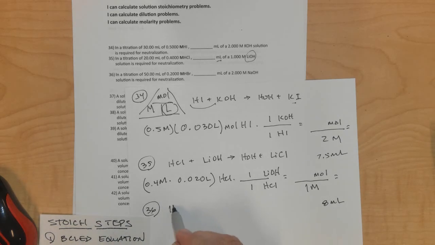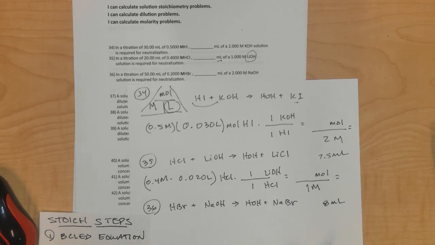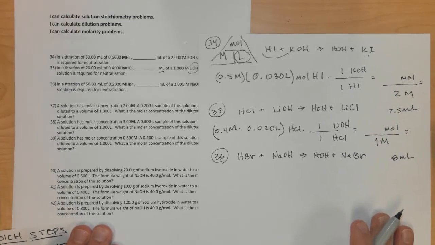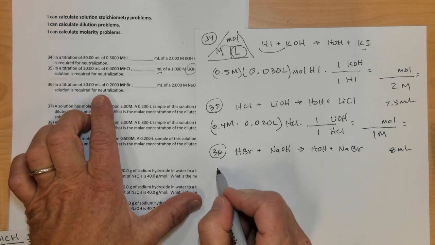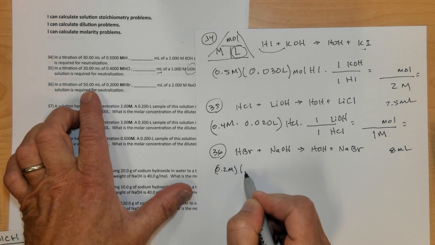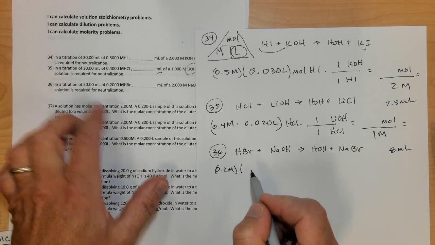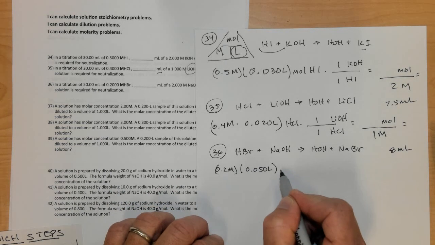36. This titration has HBr with NaOH. Swap the cations, you end up with HOH, and then with NaBr. Then we'll take our molarity triangle and we'll multiply the 0.2 molar times our liters, 3 to the left, 1, 2, 3, so 0.050 liters of the HBr.